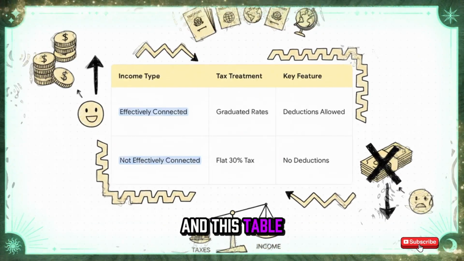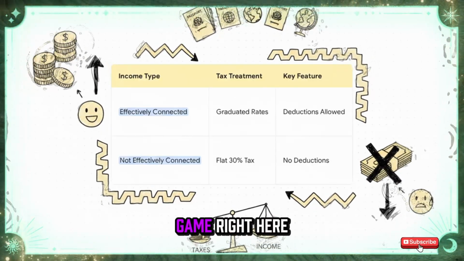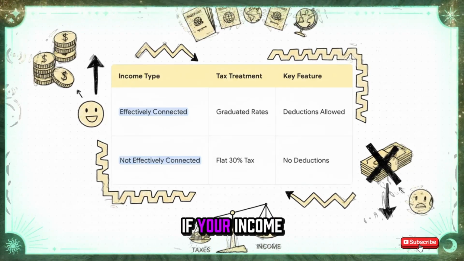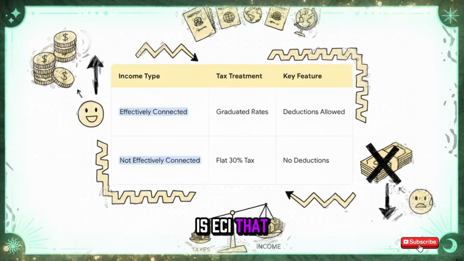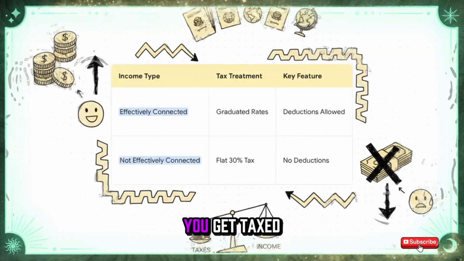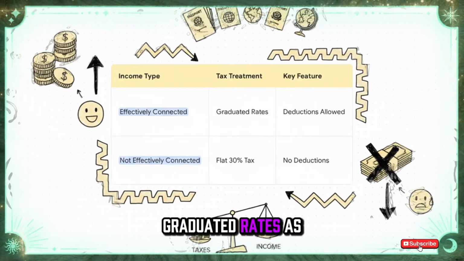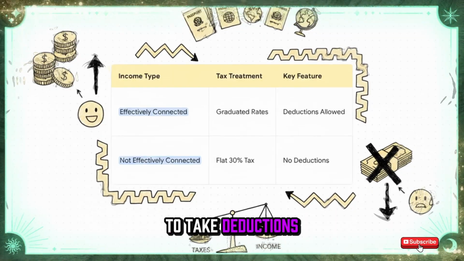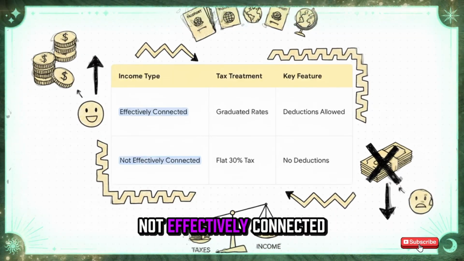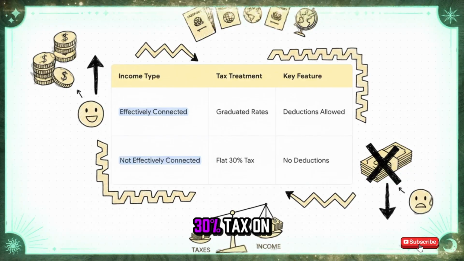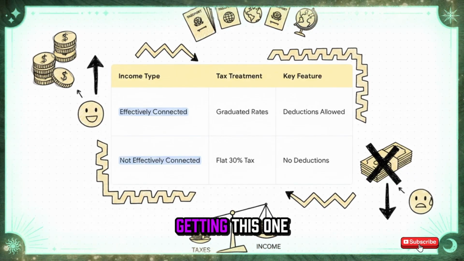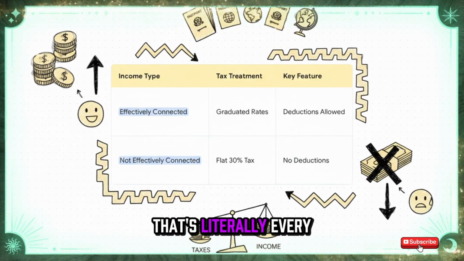And this table, this is basically the whole ballgame right here. This is the direct cause and effect. If your income is ECI, that active income, you get taxed at the same graduated rates as a US citizen, and this is huge, you get to take deductions. But if it's not effectively connected, you get hit with a flat 30% tax on the gross amount, with zero deductions. Getting this one distinction right, that's literally everything.